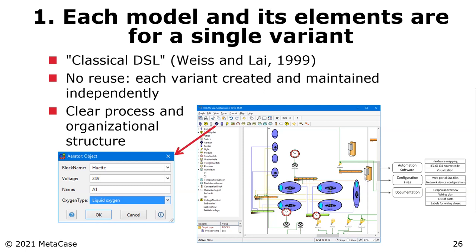The nice part of this approach, and maybe it also explains its popularity, is that it provides a clear process and organizational structure. The people who are using the domain-specific language don't need to care about other variants. This is not like a 150% model, meaning that the model expresses all the product lines, all the possible family members at once. The language users only focus on a single variant. There can be other teams making other fish farms at the same time, but I don't need to care about them. I only focus on mine. Most of the cases that we analyzed belong to this category. This was the single largest category.